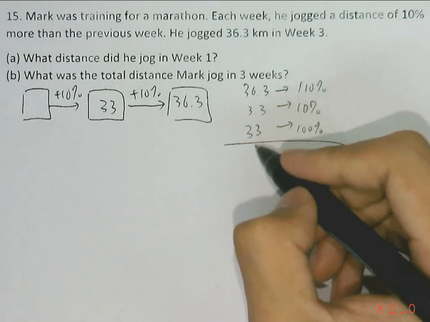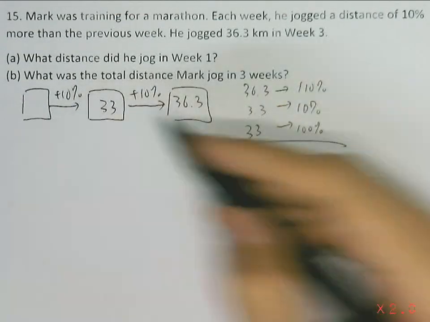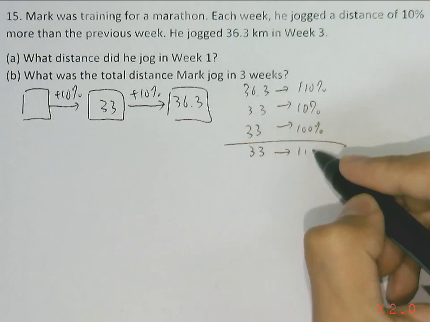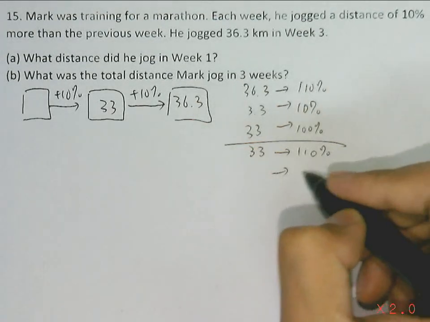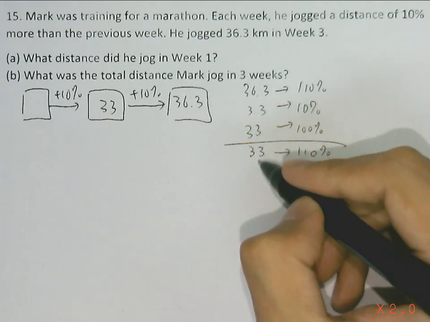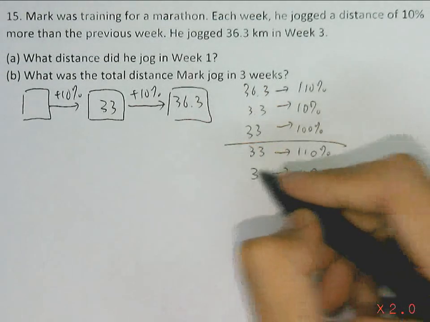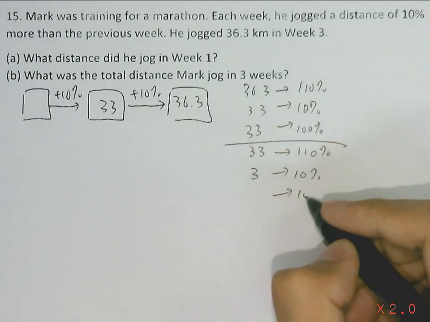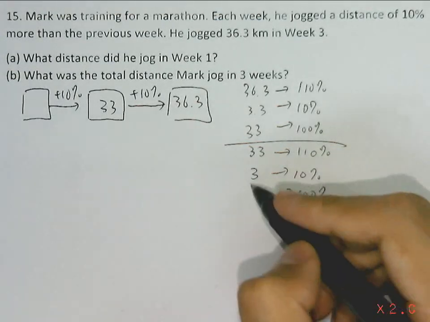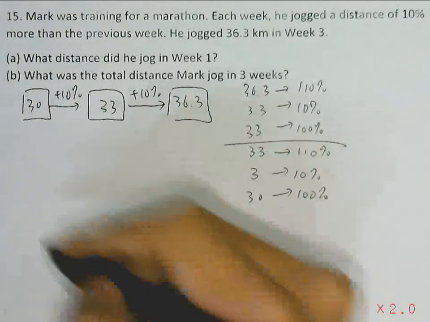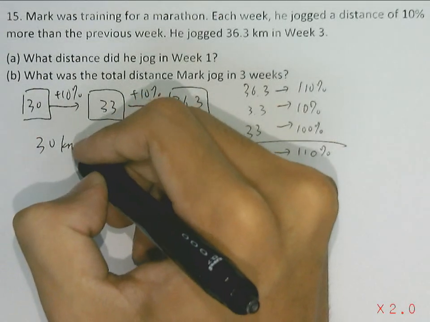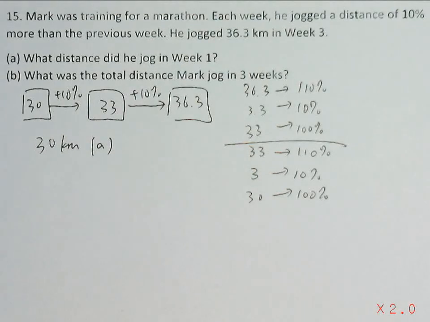Now if we do the same thing, if 33 kilometers was increased by 10% from week 1, so 33 kilometers will be 110% of week 1's distance. So we can find 10% by dividing by 11. 33 divided by 11 will be 3 km. So to find 100%, there will be 3 multiplied by 10, giving us 30 km for week 1. So the distance he jogged for week 1 will be 30 kilometers.